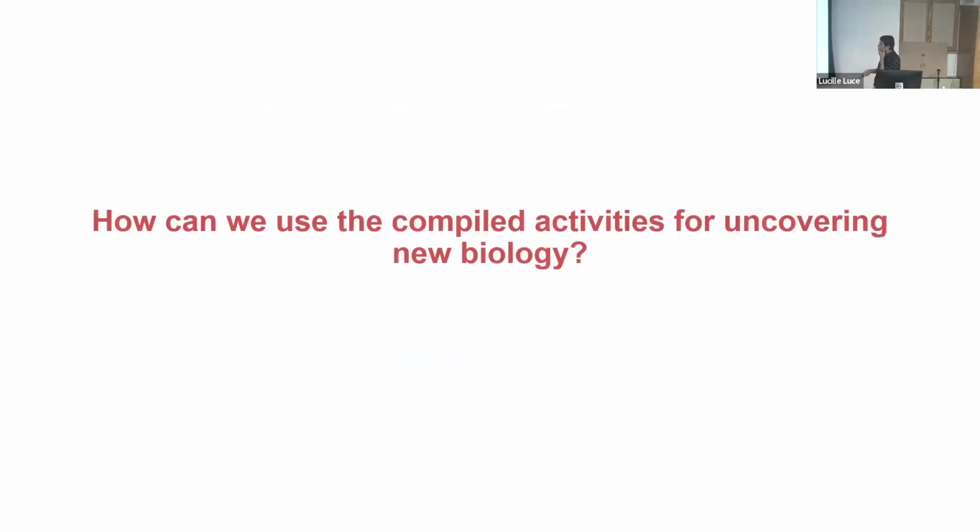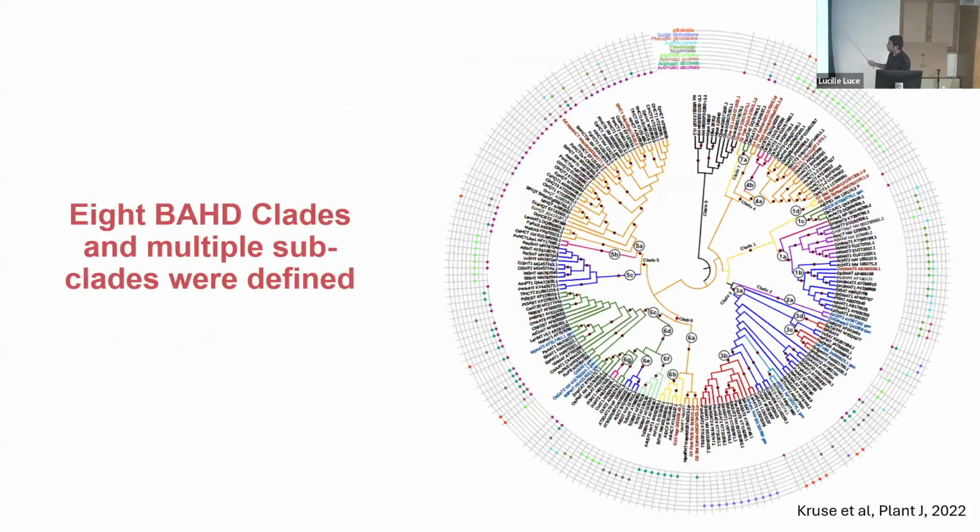Now that's all technical. How can we use these compiled activities for uncovering new biology? Firstly, we can do evolutionary analysis. These are all the 201 biochemically characterized BAHDs that Lars had extracted. And each of the concentric circles here is one of those 11 substrate classes. So we know this clade uses aromatic alcohols, this clade uses anthocyanins and flavonoids and so on. We could define 8 clades based on the bootstrap values, at least 8, but there are many more which are not represented in this figure because they are uncharacterized.